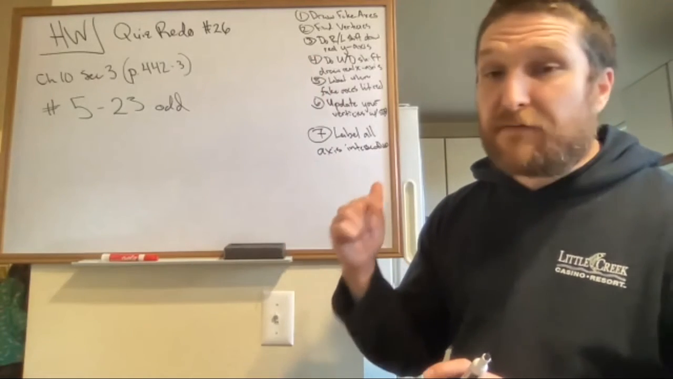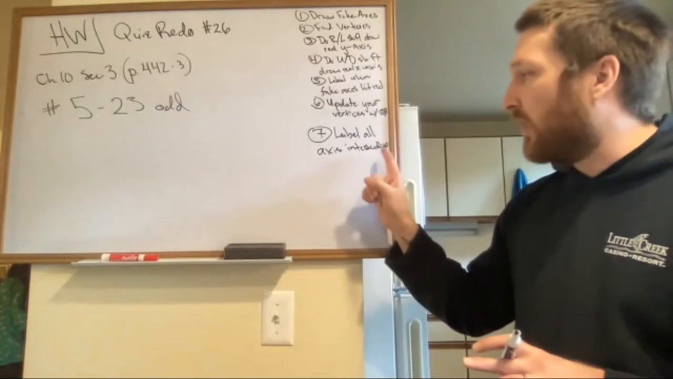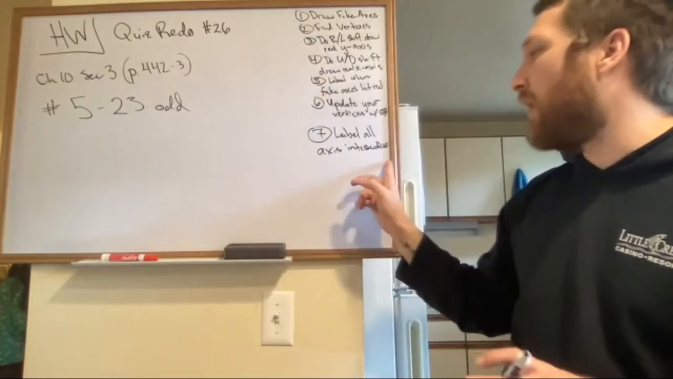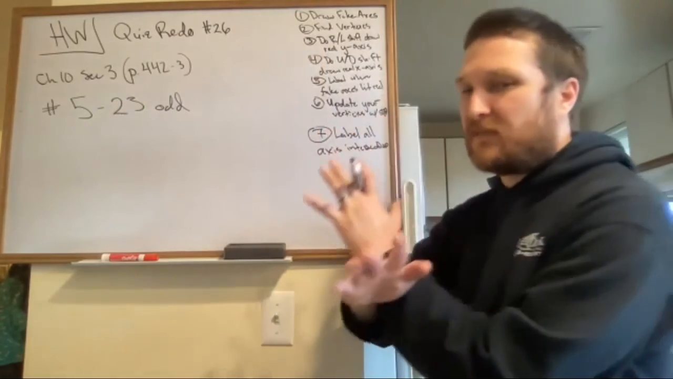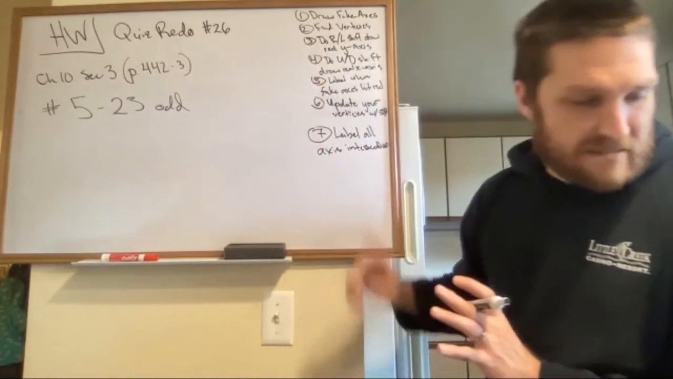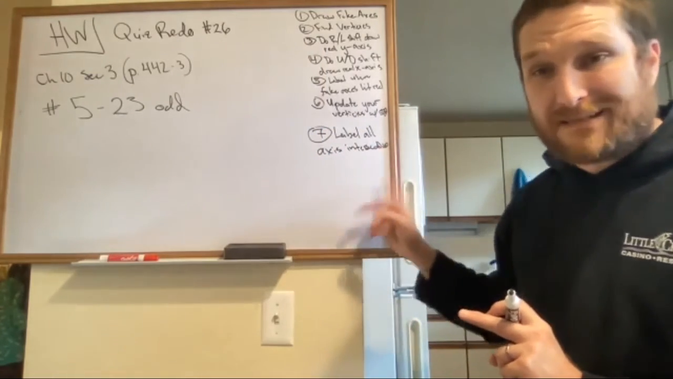And for every graph, for every single graph, label all axis intersections. And I would like to see it the way that we did it in class, where you have the fake axes and you shift and stuff like that. Label all axes intersections.